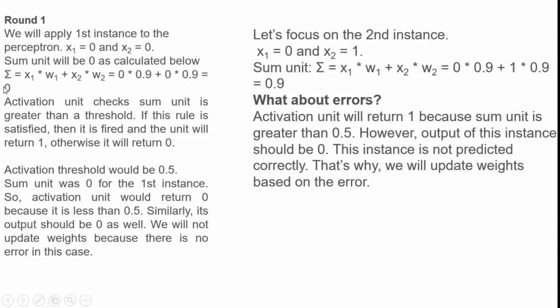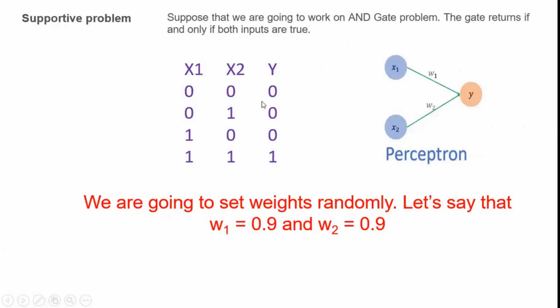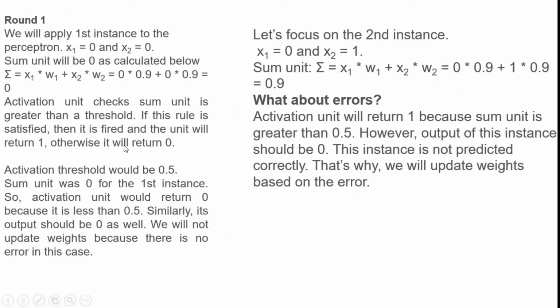So what we got is 0, and 0 is less than 0.5. So the answer is 0, and this perceptron also gives a 0 value. The sum unit was 0 for the first instance, so the activation unit returns 0 because it is less than 0.5. The output should be 0 as well. We will not update the weights because there is no error in this case. The weights 0.9 and 0.9 give the correct answer for the first instance. Now we'll go for the second instance.